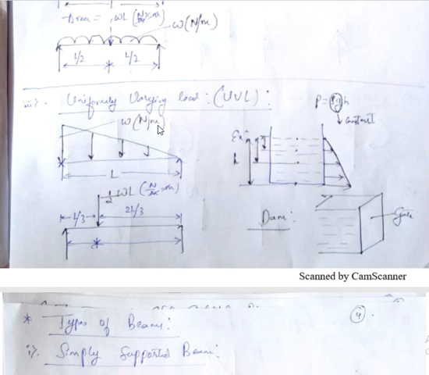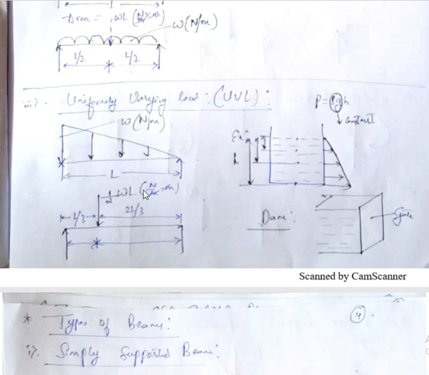Now again, for analysis purposes, when we solve problems, we need to convert this UVL into a point load. How to convert UVL into a point load? Again we need to consider the area of this load. If you look at this load, it looks like a triangle. The area of the triangle is half base into height. Height is the load intensity W, and base is the length L.